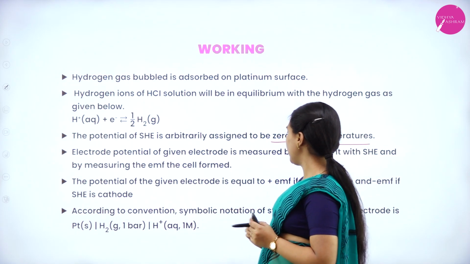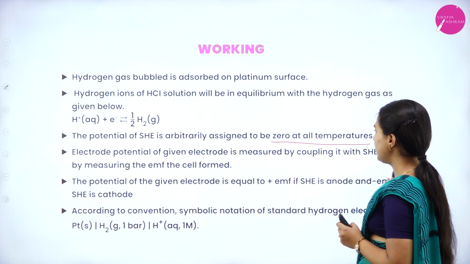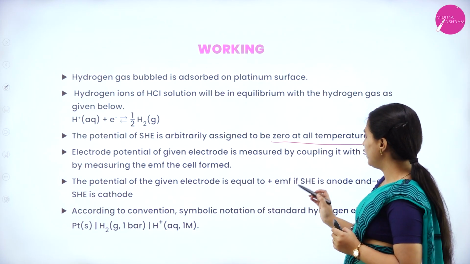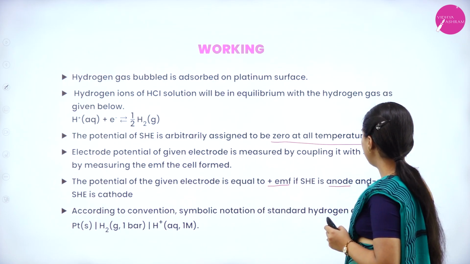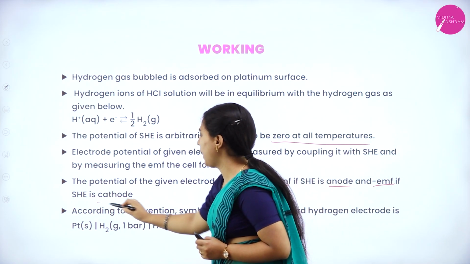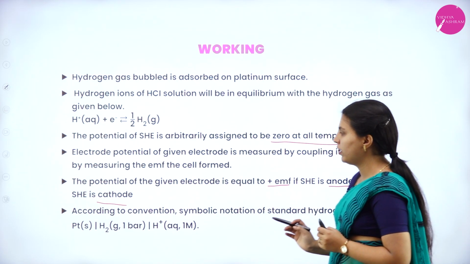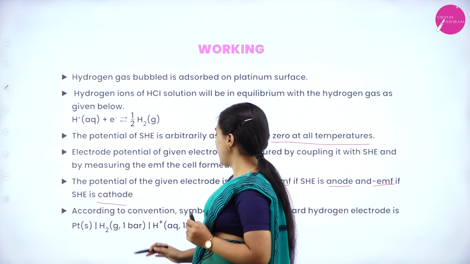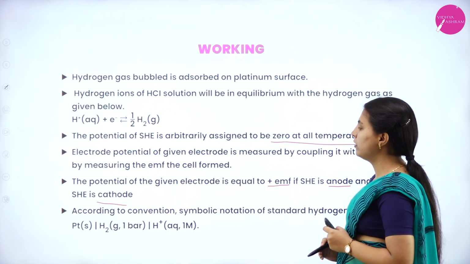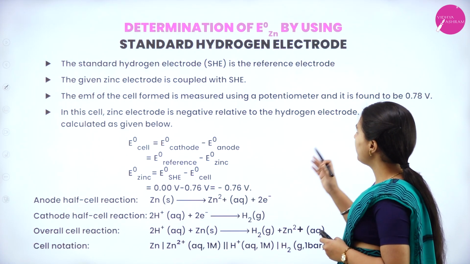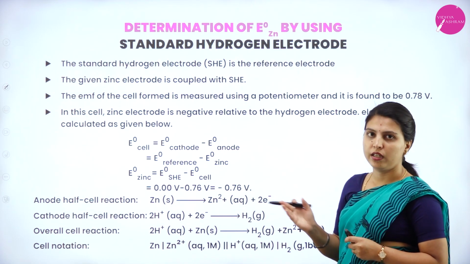The potential of the given electrode is equal to plus EMF if it is the anode and minus EMF if it is the cathode. Here, positive EMF will be in the anode and negative EMF will be in the cathode. According to convention, the symbolic notation of the standard hydrogen electrode is platinum with hydrogen gas and HCl with a 1 molar solution.